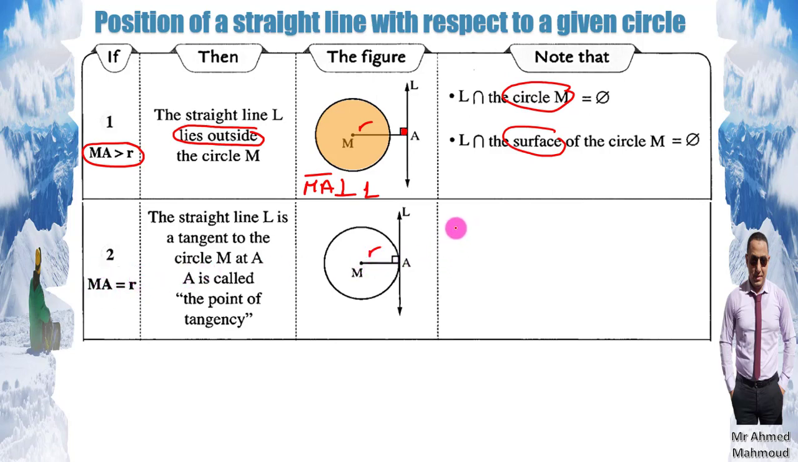Okay, and in that case, if L intersect circle M at what? Here, the intersection at one point, which is the point A. Okay, what is the intersection between the straight line L and the surface?